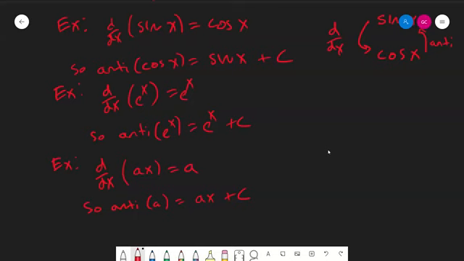Okay, so next time we'll look at a few more examples of antiderivatives and start to make a table of all of the simple ones that we can come up with.